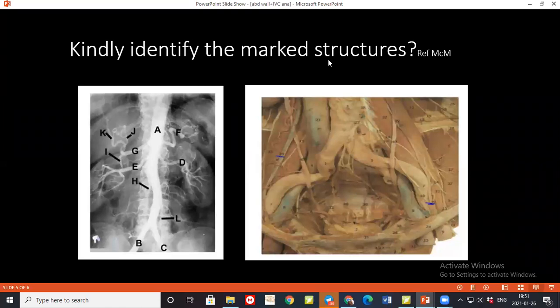On the right hand side, you can see some structures. You can already imagine this is the aorta and this is the inferior vena cava. Here is one structure marked. Can you identify that structure? The right gonadal vessels. What is its relation to the ureter? Just anterior to the ureter. Very good.